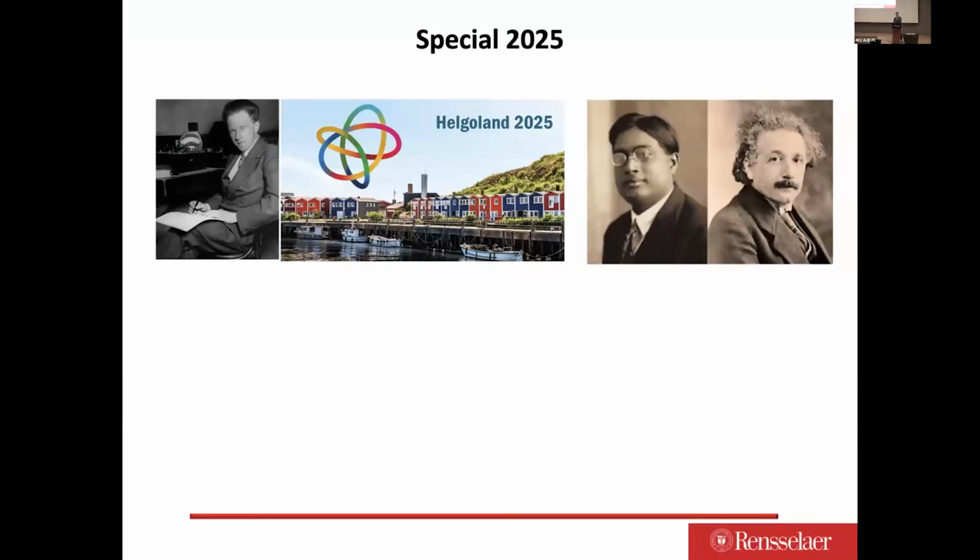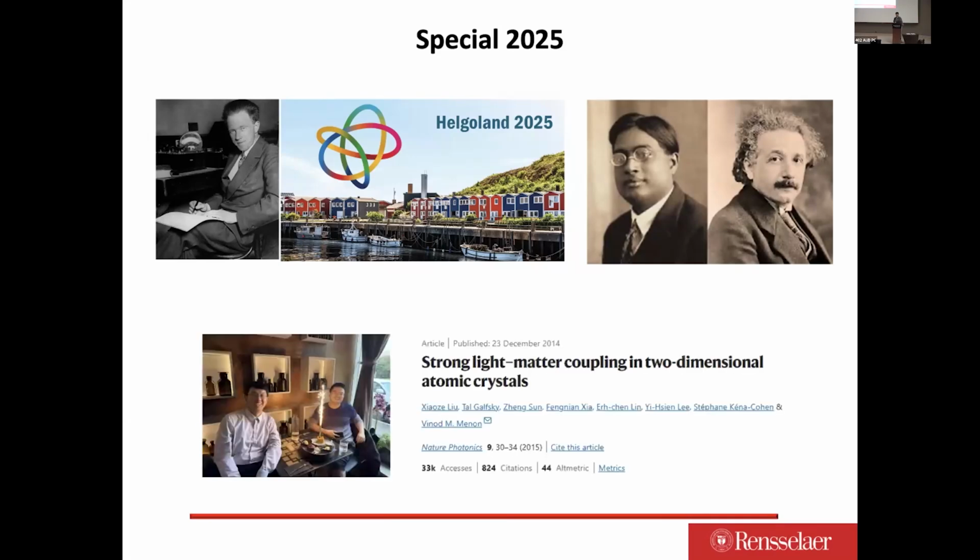Talking about the BEC in 2025 is a special time, because 100 years ago, a century ago, Werner Heisenberg took a special trip to Helgoland. Now this has become a special place everyone wants to visit to see the birth of quantum mechanics. And at the same time, back in 1925, Bose and Einstein also proposed the theoretical framework of the Bose-Einstein condensate. So let's zoom in a little bit.